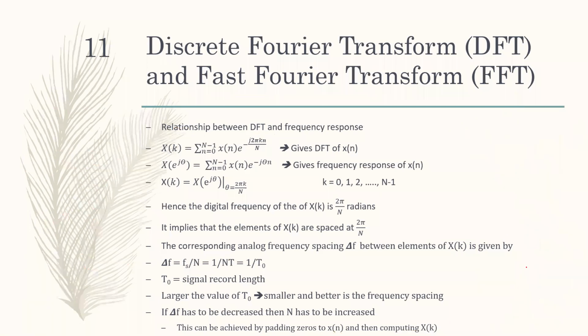So previously you were just specifying you pad the zeros and then go ahead. That padding has to be done, or is done, to achieve this. The padding is done to achieve or decrease the delta f value. So that is one method.